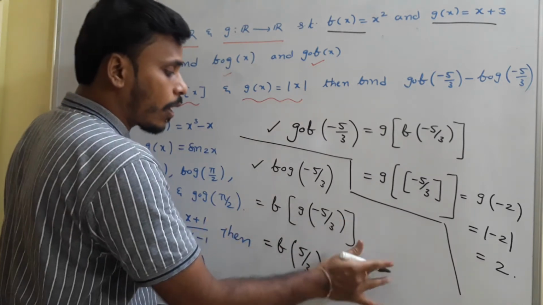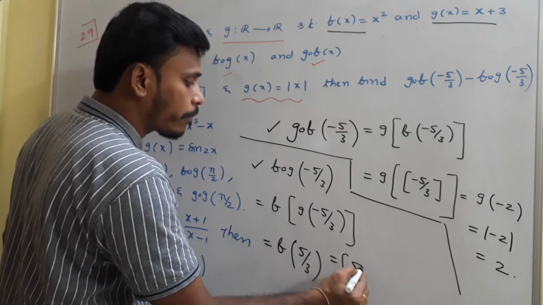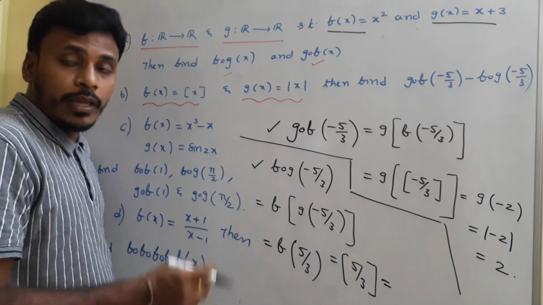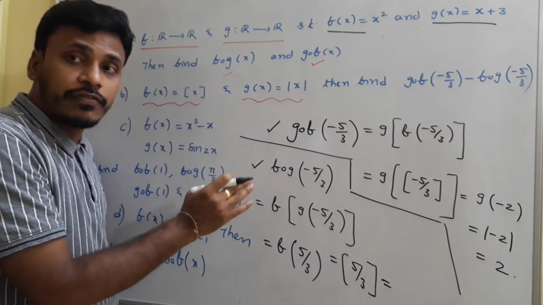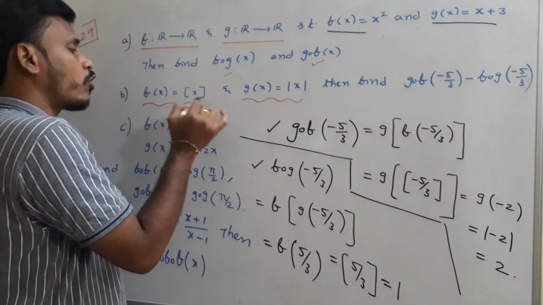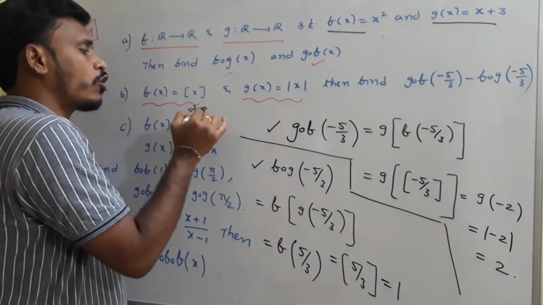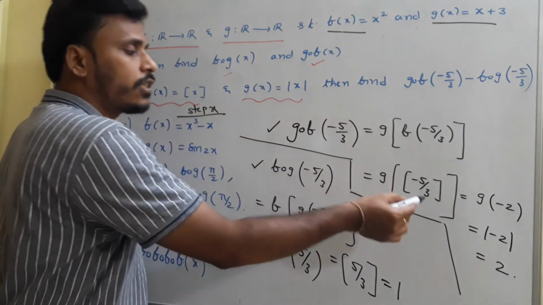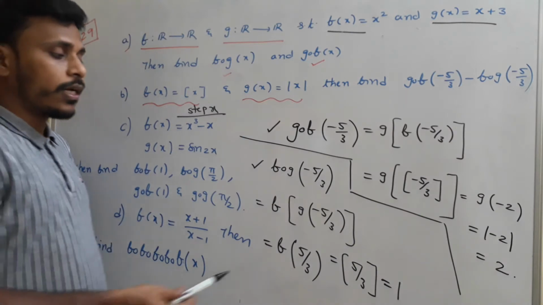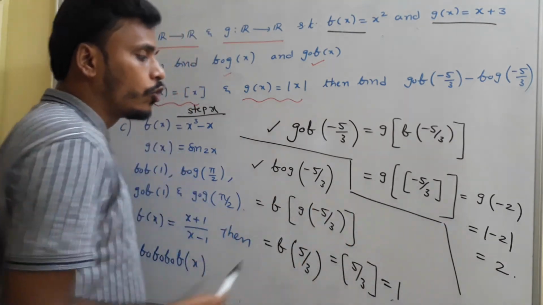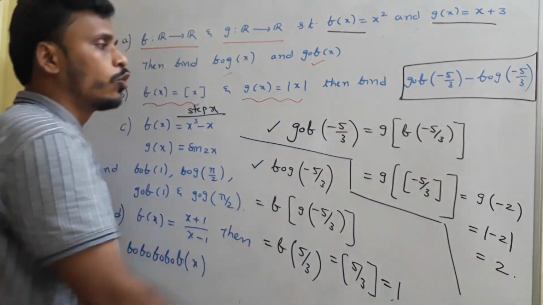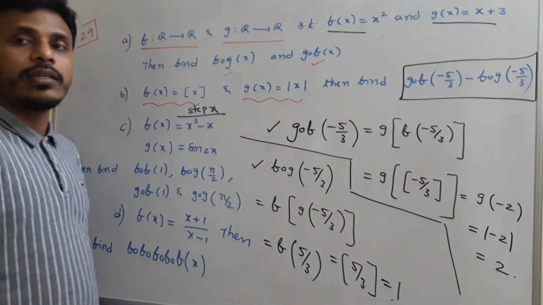f of 5 by 3, now it is step of 5 by 3. Step of 5 by 3 is 1 point something. See, the integer which is just left side of that 1 point something is 1. So you need to know the definition of step x here. With the definition of step x, we found that g circle f of minus 5 by 3 is 2 and f circle g of minus 5 by 3 is 1. Since the problem is asking to find the difference value, 2 minus 1, 1 is our answer.